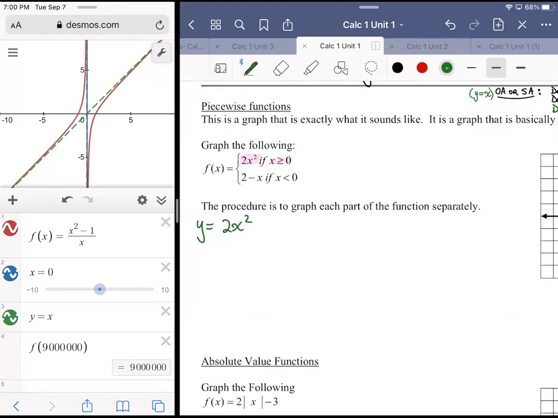So this domain, x greater than or equal to 0, means that we're starting at 0, going to infinity. We always put parentheses on infinity because we can never capture infinity. Infinity is always on the move, always on the run. It's the elusive reptile.